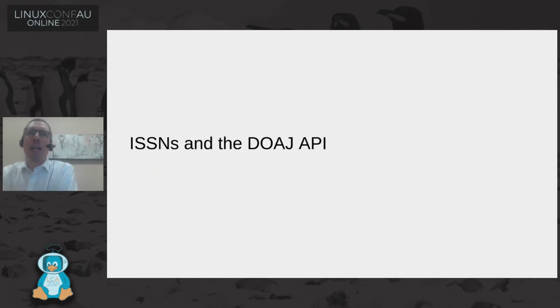So I started poking around the Directory of Open Access Journals website and API documentation, and I found a downloadable list of ISSNs for journals in the directory. This was a spreadsheet.